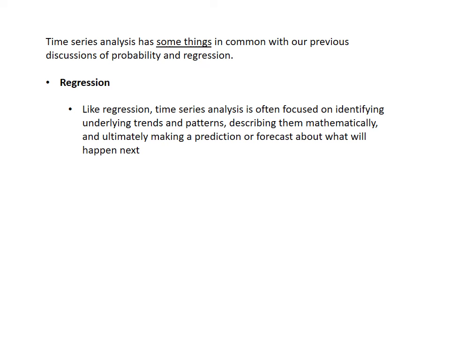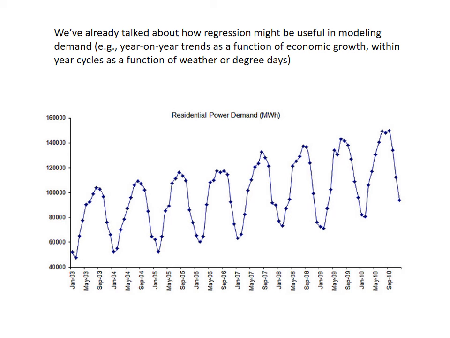We've already talked about how regression can be used in modeling electricity demand, whether that is as a function of weather or degree days within years, or year on year as a function of economic growth, changes in technology, population growth, stuff like that. And here's an example, right? So this is a time series for sure, but you can also sort of understand just visually looking at this why regression would be useful as well, because this is more or less what we did on the last tasks.